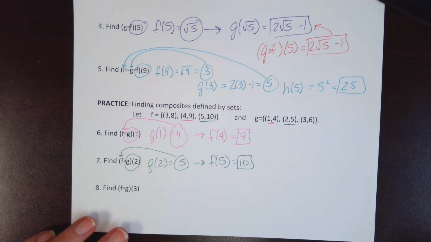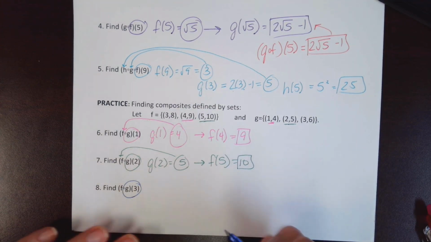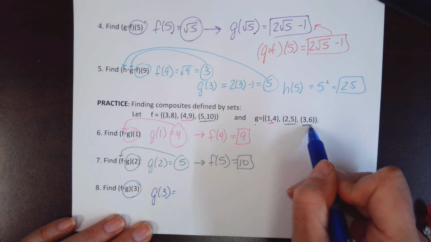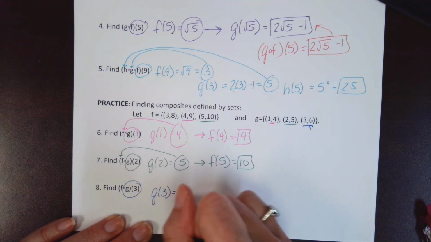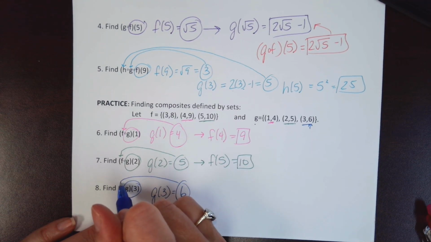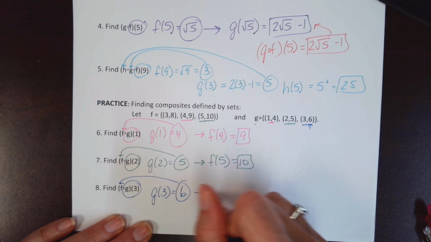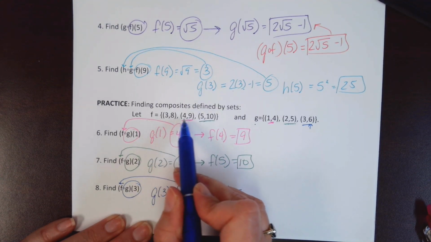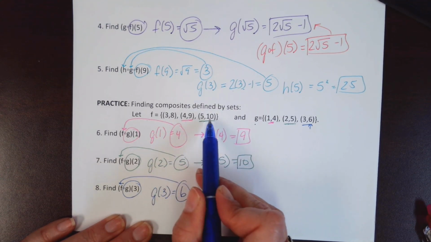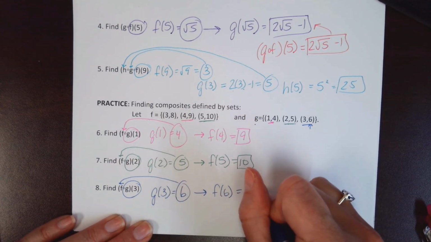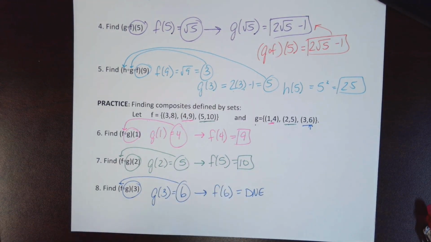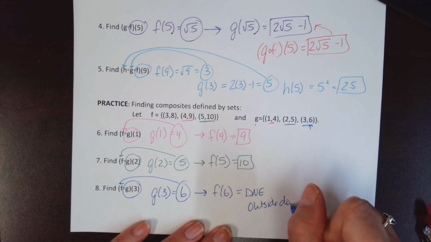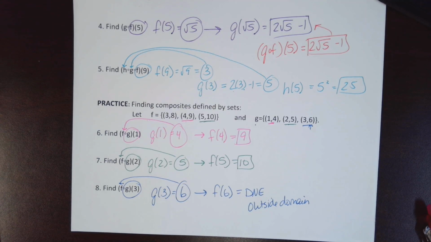All right, last one here, and then we're done. G of 3, so that's what I'm looking for first. Go to my g function. G of 3, the function value is 6. Plug that into the f function. F of 6 is, and I look at my f function, and there is no x value 6 here. That does not exist. That is outside the domain. Doesn't work.